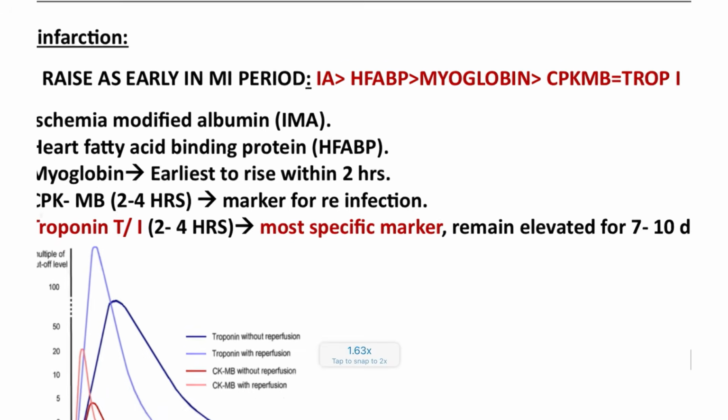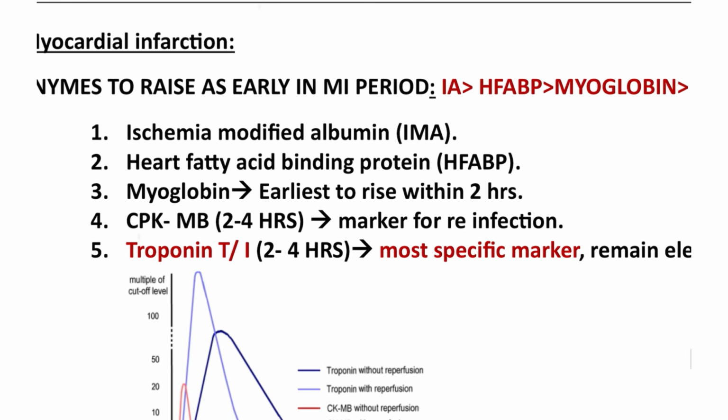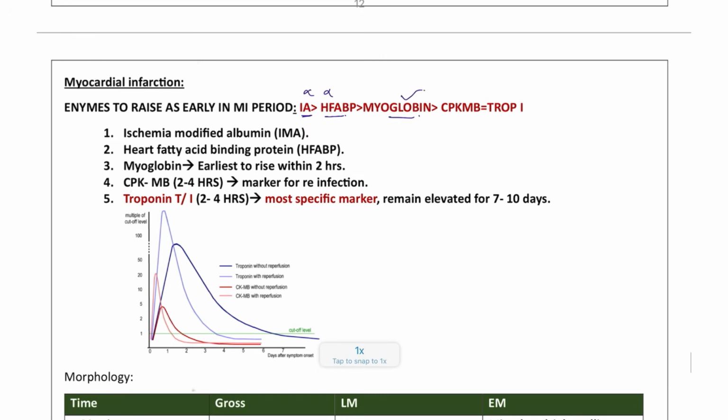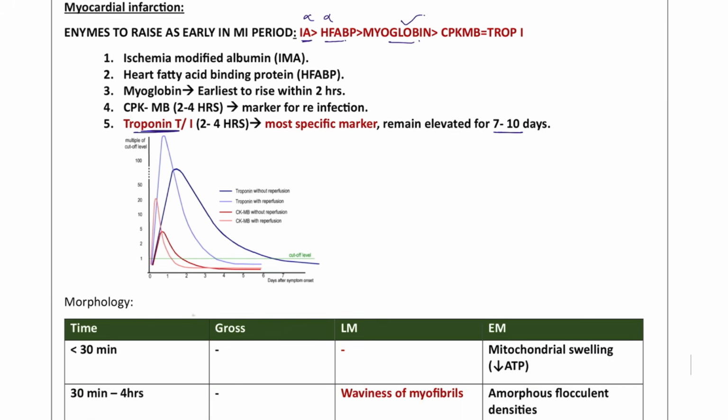Next, myocardial infarction. The first marker to be elevated is ischemia modified albumin, followed by heart fatty acid binding protein, and followed by myoglobin. If these two options are not given, then choose myoglobin. What is the most sensitive marker? That is troponin I. Why is this most sensitive? Because it is elevated up to 7 to 10 days, and reinfarction is also seen.